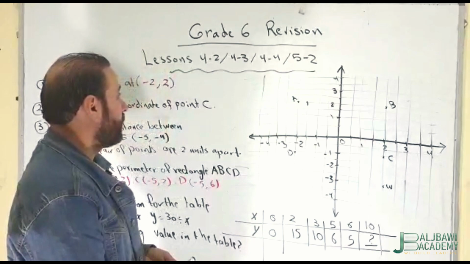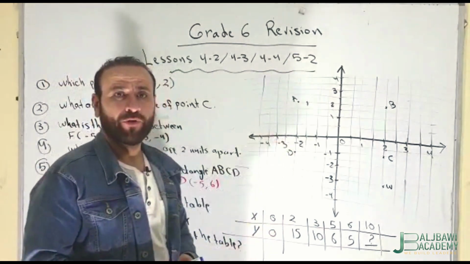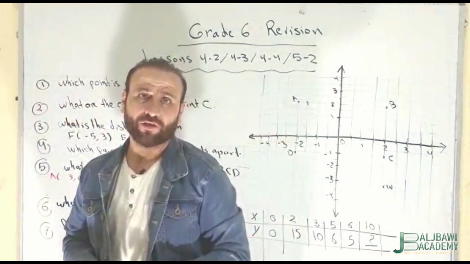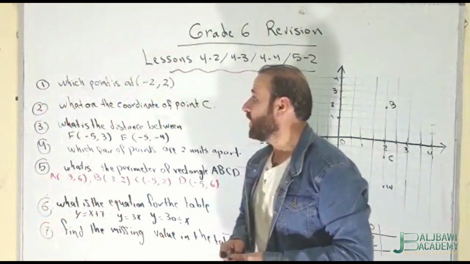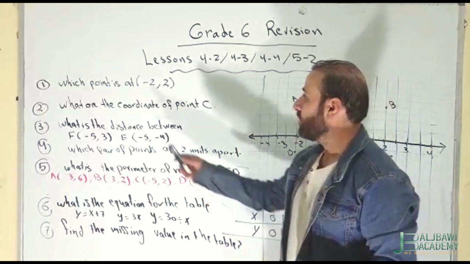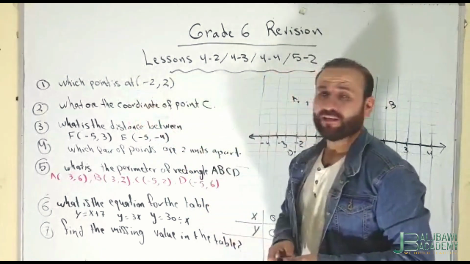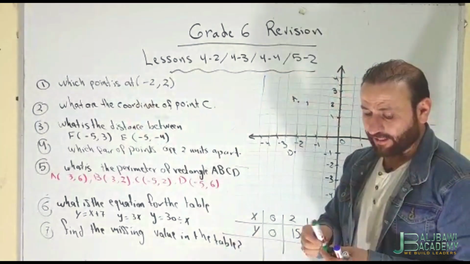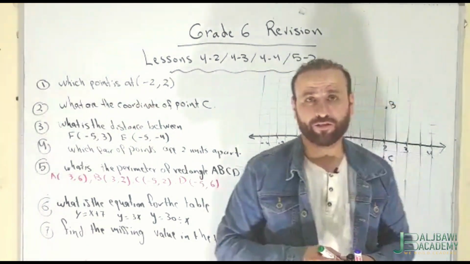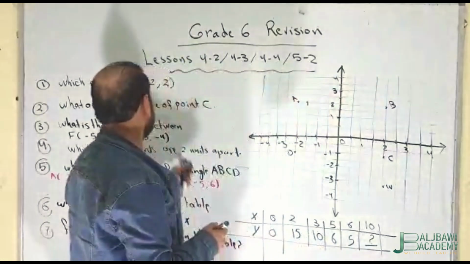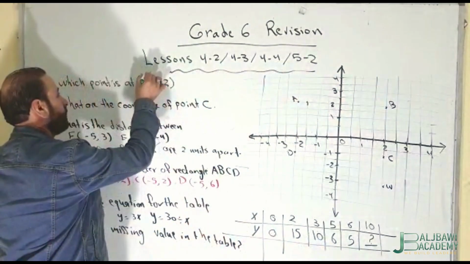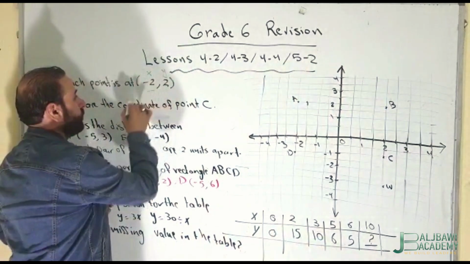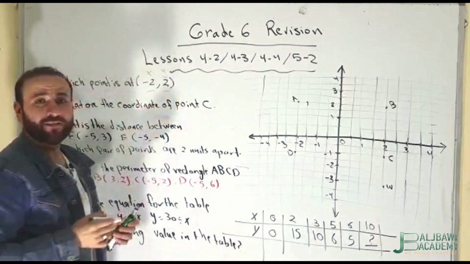Here we start. We have this coordinate plane, and we have many questions to answer about it. Which point is at -2, 2? He gives me the x coordinate and the y coordinate for this point, which are -2 and 2. So the x coordinate is -2 and the y coordinate is 2.